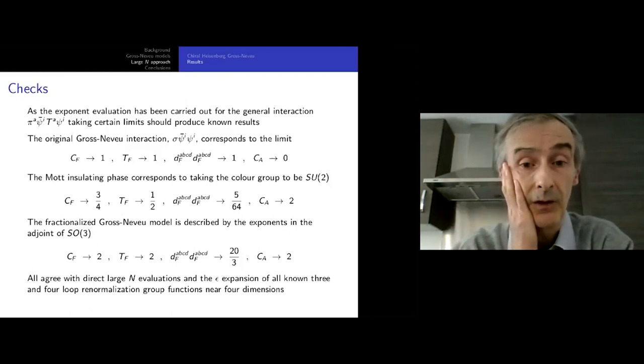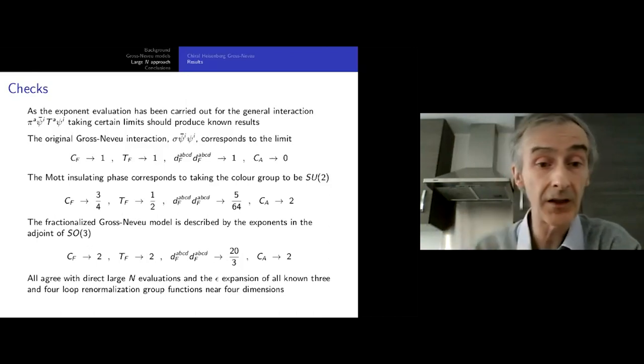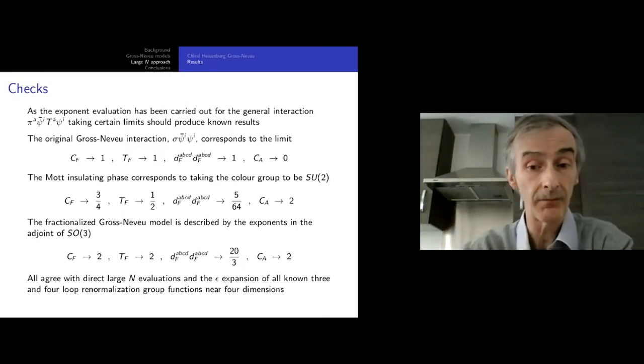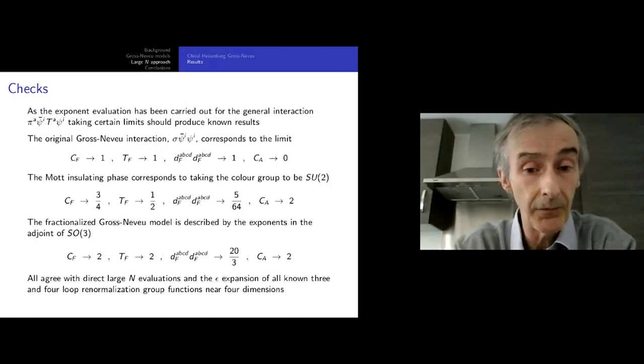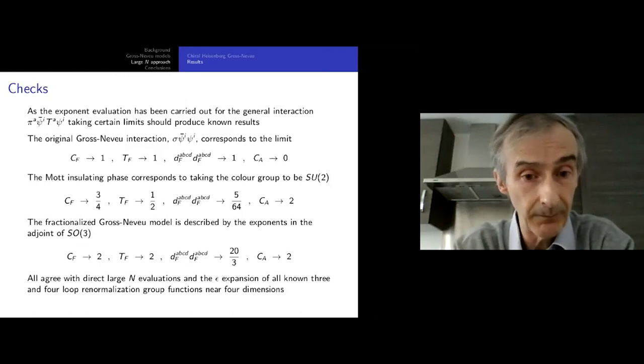For most of these models, it's either two-dimensional or four-dimensional. But in this case, the fractionalized one, we've only got four-dimensional results. We've calculated out to 3 loops in that and got agreement with the large N. So they both tally, which is reassuring.